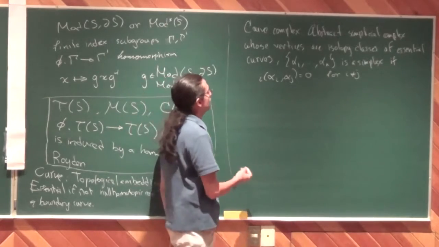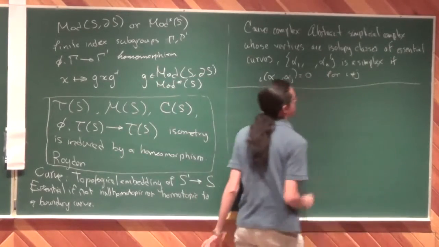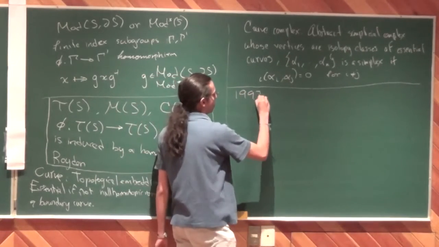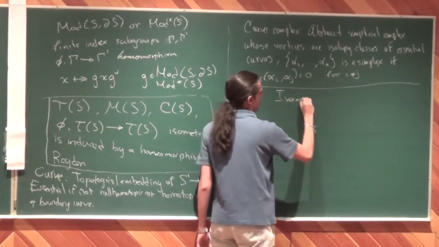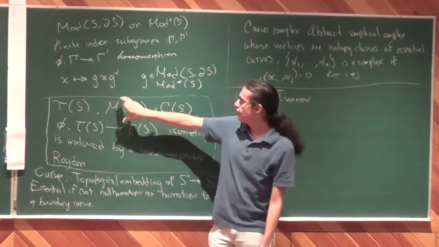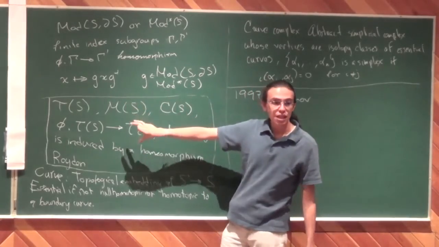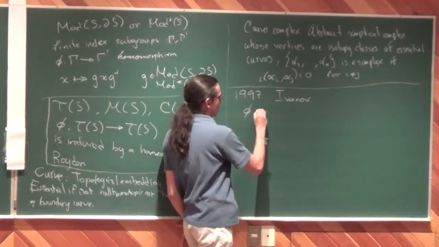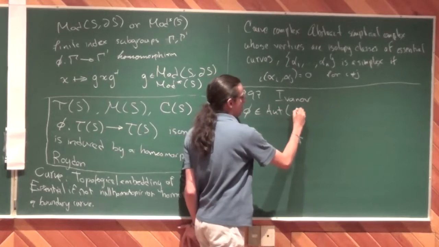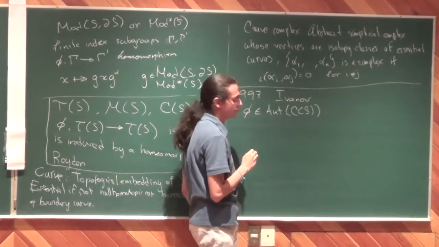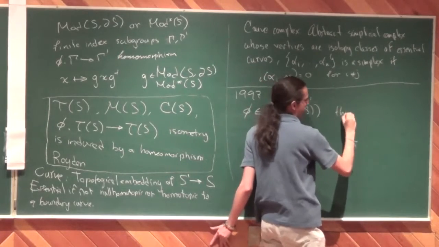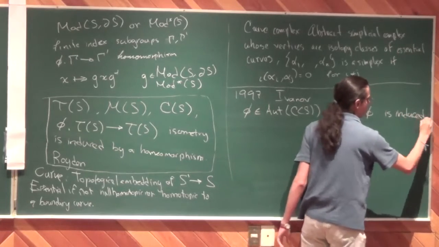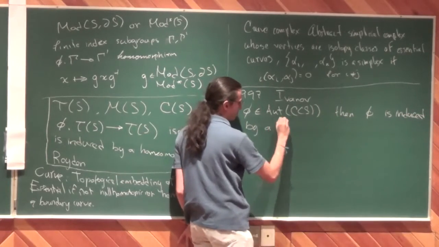Okay. Now, in 1997, Ivanov gave the first result of this kind that involved the curve complex. What he did is say, well, if you have an automorphism of the curve complex, then that automorphism is induced by a homeomorphism.